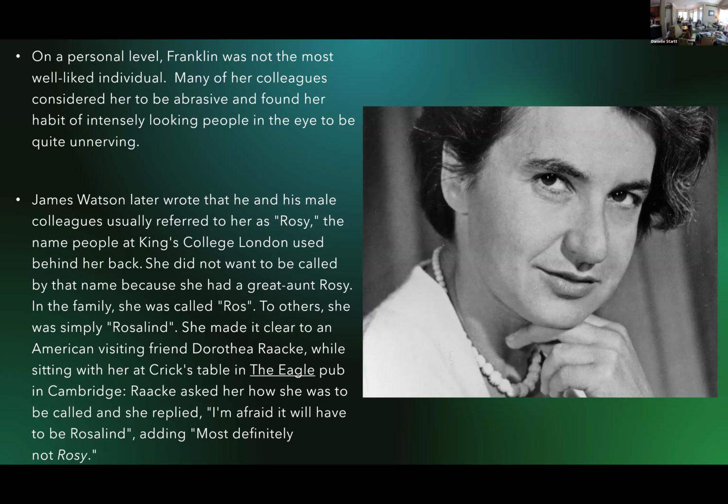She made it clear to an American visiting friend whose name was Dorothea Rocky, while sitting at Crick's table at the Eagle Pub. So this is the place where they'd all come out, and Crick was always at this table. Crick was likely there, and all of these people that work in this field, even though they're competing with one another, they're still hanging out together. And Dorothea said, well, how do you like to be called? And she said, I'm afraid it will have to be Rosalind, and added, most definitely not Rosie. That was a pointed remark to all of those men who she knew were calling her Rosie behind her back. Like, I don't like it, knock it off. Do you suppose they quit?